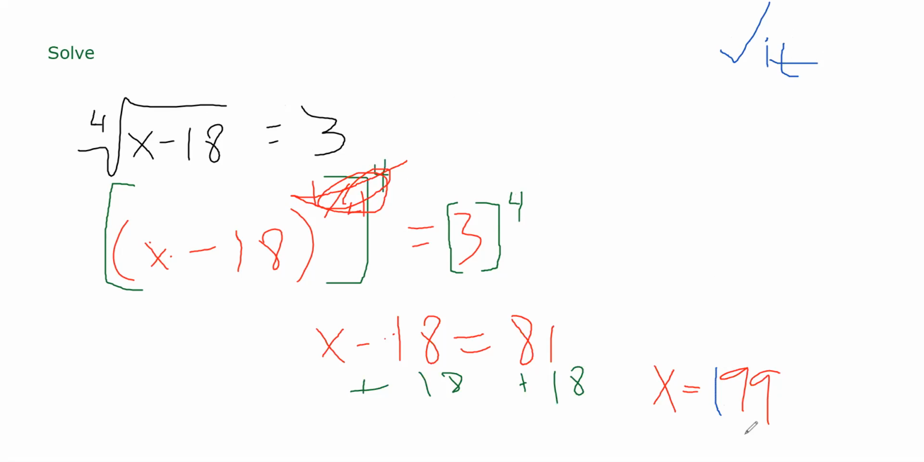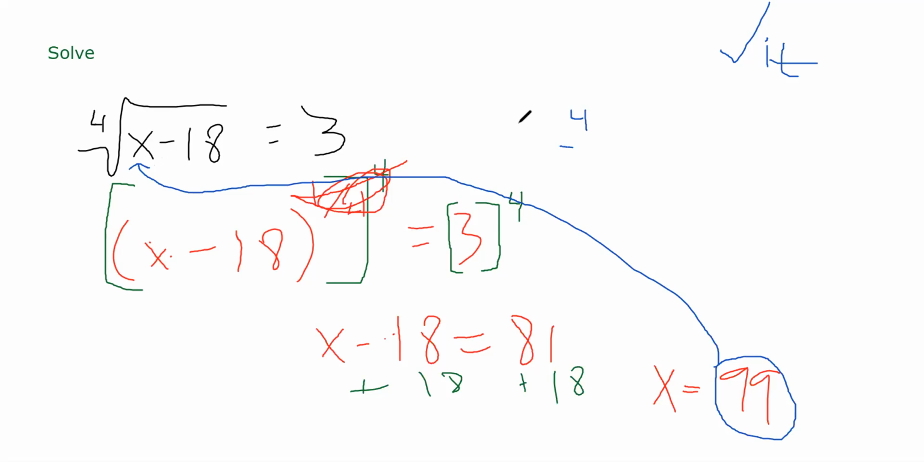I'm going to take this 99. Looks like John Madden over here. I'm going to plug that 99 in for x in the original equation and just make sure I've dotted my i's, crossed my t's. So we're going to plug 99 into the original equation. Fourth root of 99 minus 18. And what we're really asking is, hey, does that come out properly? Does that equal 3?